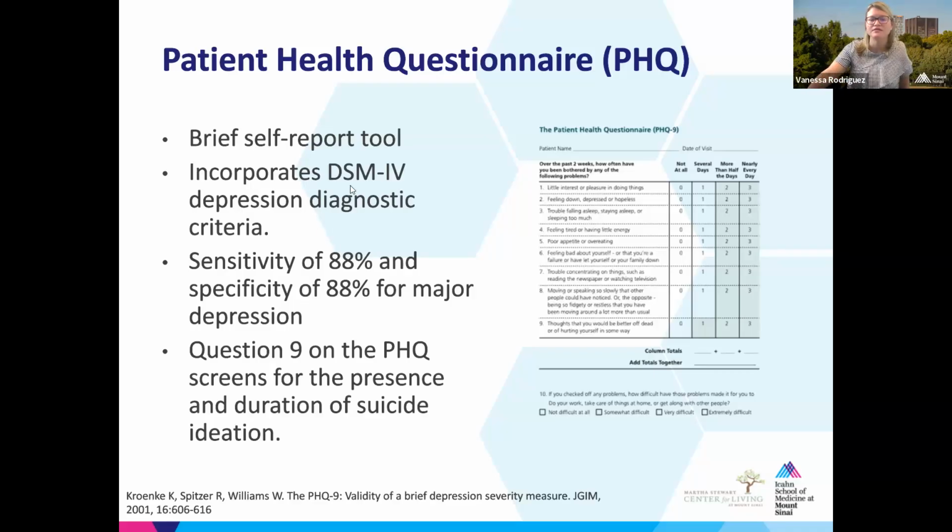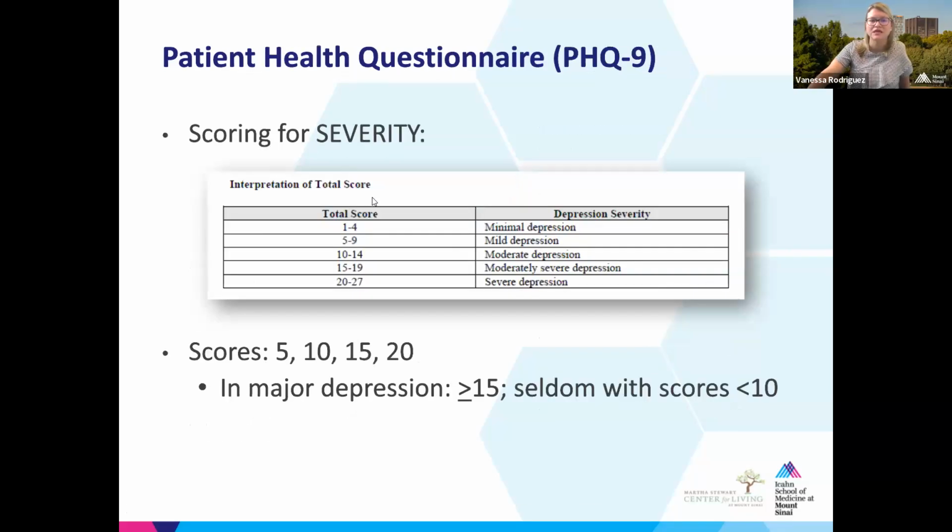And it incorporates the DSM-5 criteria for depression. It has a sensitivity of 80%, specificity of 88 for major depression. And one very important aspect is that it screens for the presence and duration of suicide ideation, which is very important. It's something that some other tools do not have as an advantage. But again, the Patient Health Questionnaire screens for those atypical symptoms of depression in older patients.